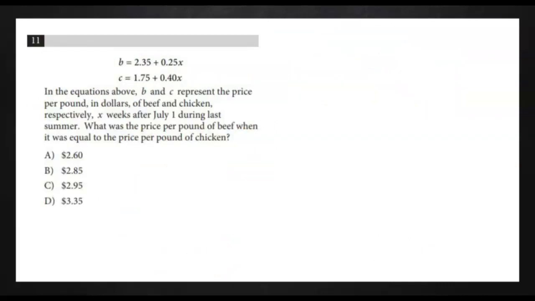Okay, here we go. Question number 11. You have your equations. You are told that B and C represent the price per pound in dollars of beef and chicken, respectively, x weeks after July 1st during last summer. So we want to know what was the price per pound of beef when it was equal to the price per pound of chicken. So we want to know, when was it equal? So let's set both of our equations equal to each other.